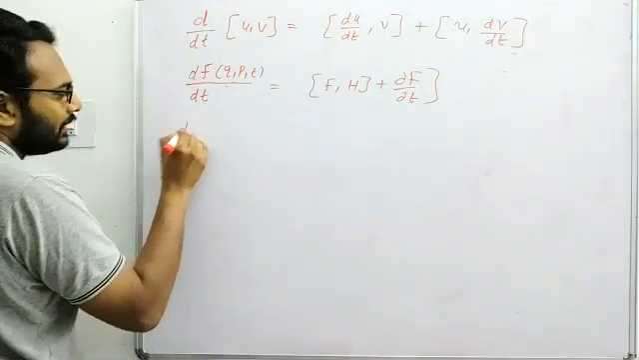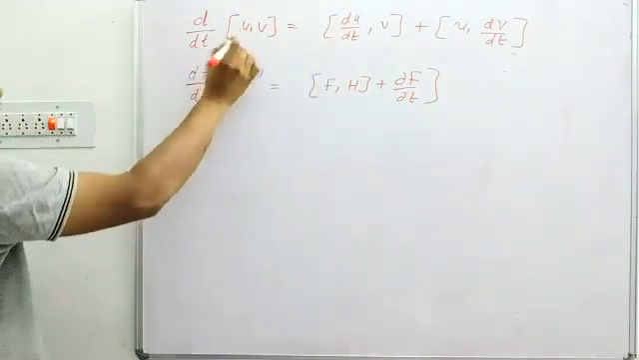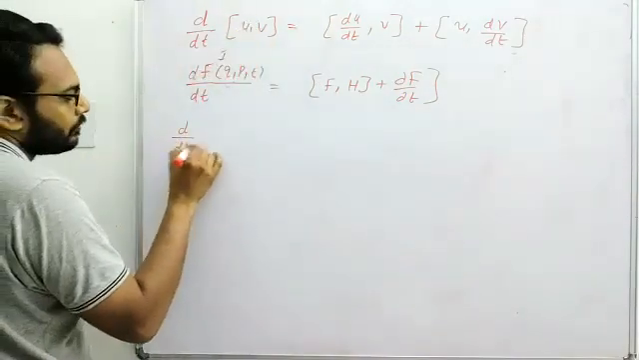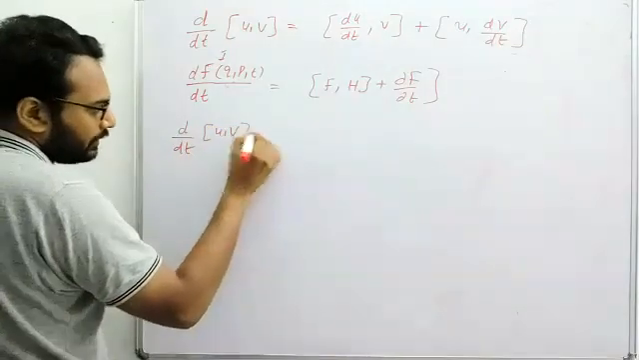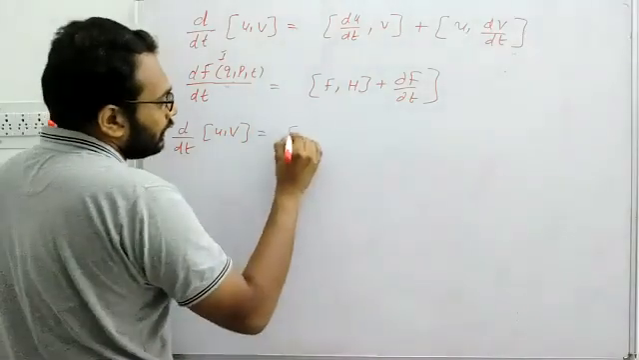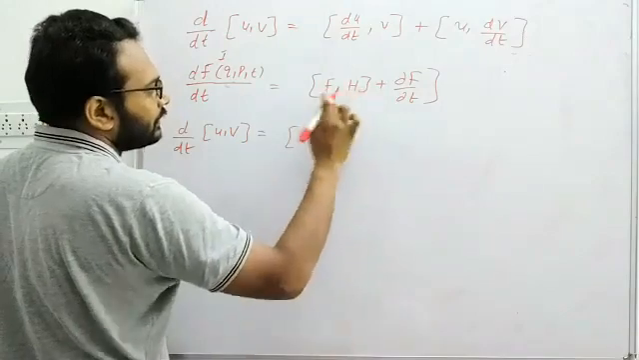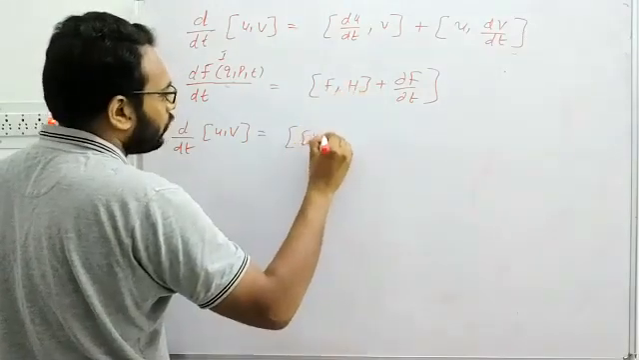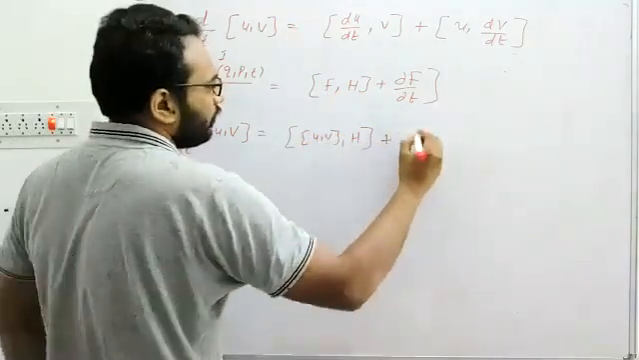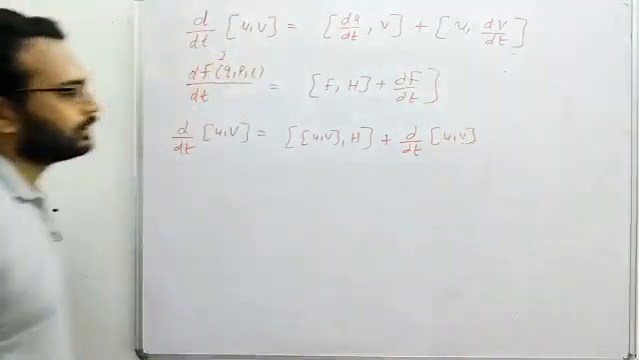So we know that {u, v} is some function. In place of f here, we have {u, v}. So d by dt of {u, v} is equal to {{u, v}, H}, plus dou f by dou t, so dou by dou t of {u, v}. All right, is this step fine?